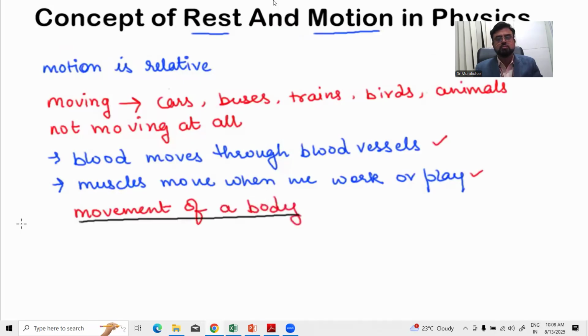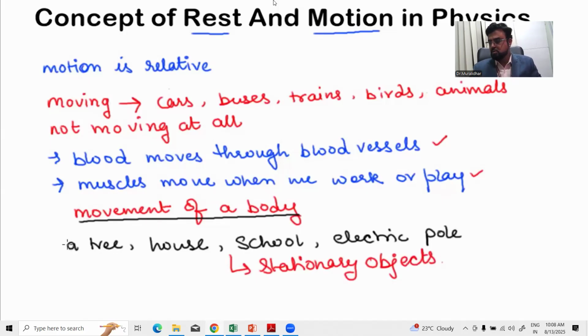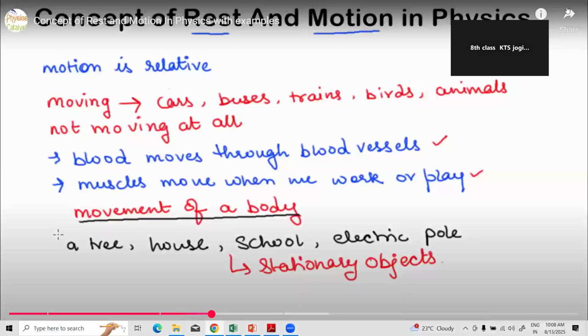Now let's talk about some objects like a tree, house, school, electric pole, etc. They cannot move. They are at rest. These objects are stationary. They remain fixed at their position. From these examples, we can say that few things around us are moving and few of them are stationary.